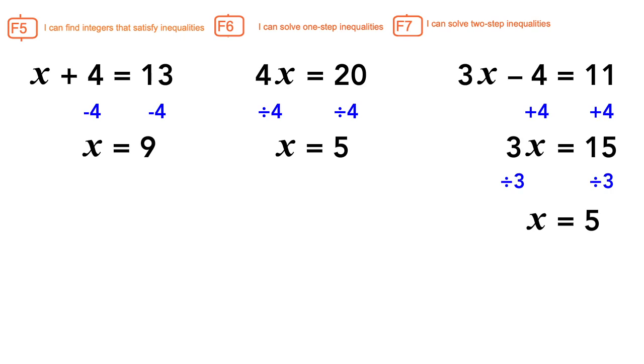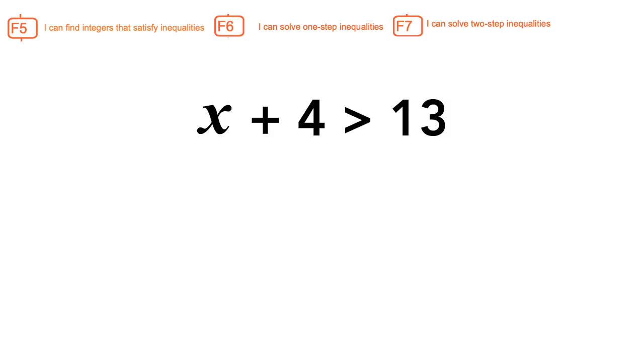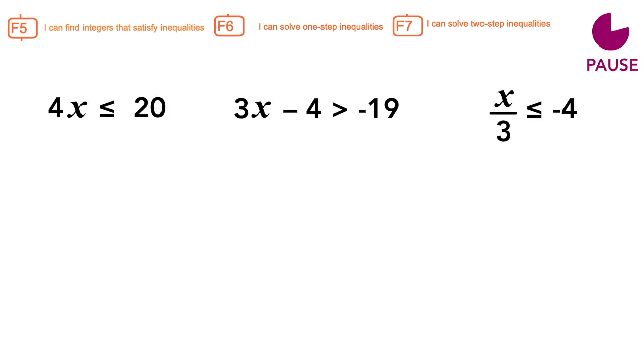The same solving process applies to these types of questions. Have a look at this question. Solve the inequality x plus 4 is greater than 13. Like in the previous example, we solve for x, but instead of an equal symbol, there's an inequality. Subtract 4 from both sides, which gives us x is greater than 9. This is our final answer. Pause and have a go at these questions.